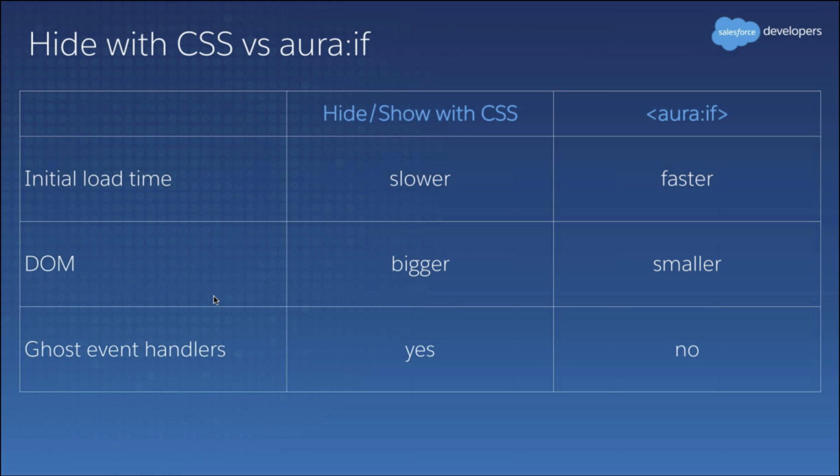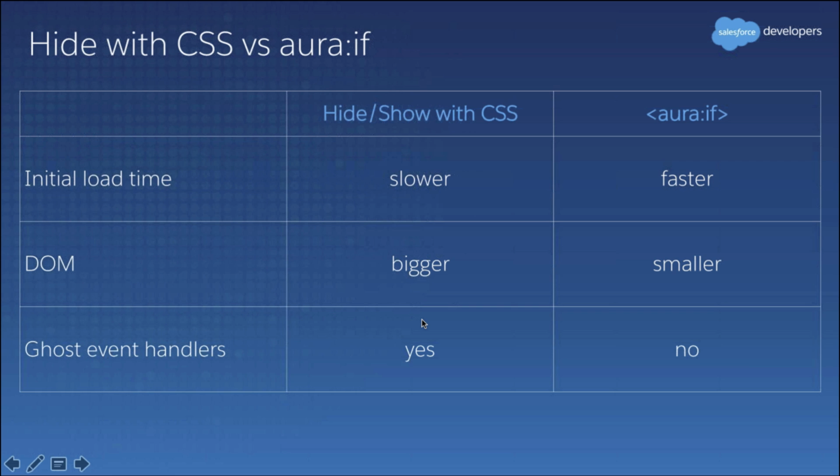Okay? So let's summarize the 2 approaches to conditionally render elements. How about the initial load time of a screen? Well, using CSS, it will probably be slower because all these elements are created up front. Whereas with aura-if, you only create the elements where the aura-if expression evaluates to true. The size of the DOM is going to be bigger using CSS, and the simple reason is that, again, you create all the elements up front.